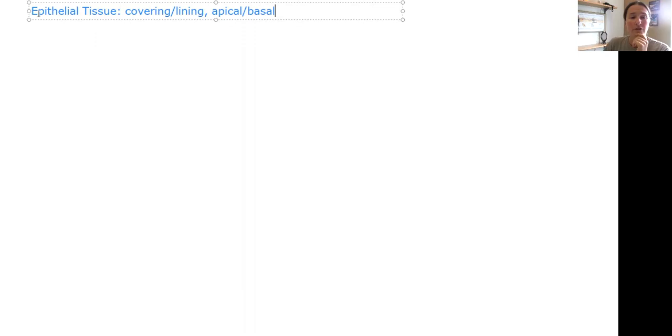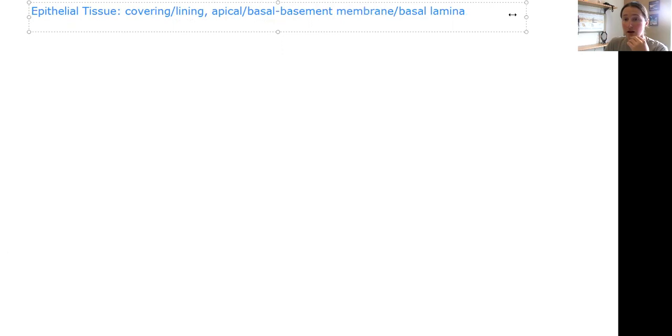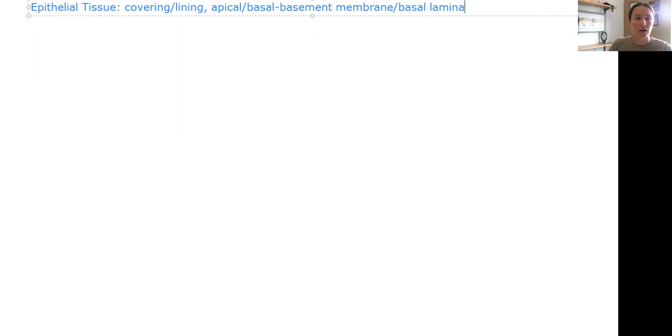In general, on that note, the basal surface always has what is called a basement membrane, also sometimes called a basal lamina. So basal membrane or basal lamina. This is essentially the bottom of the tissue, the deeper side. I will include the basement membrane on these drawings that we're going to be doing together.